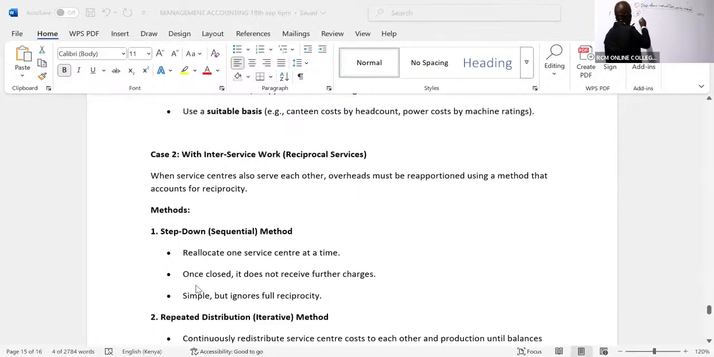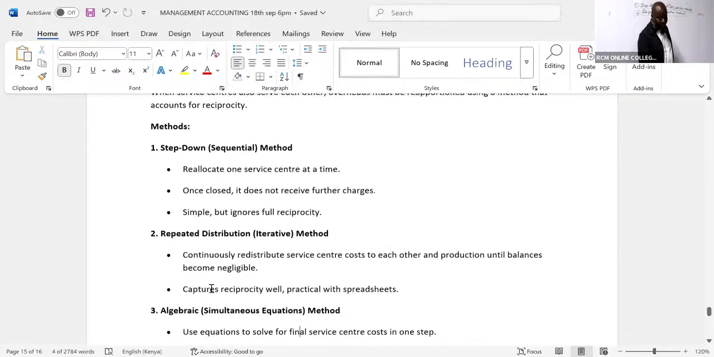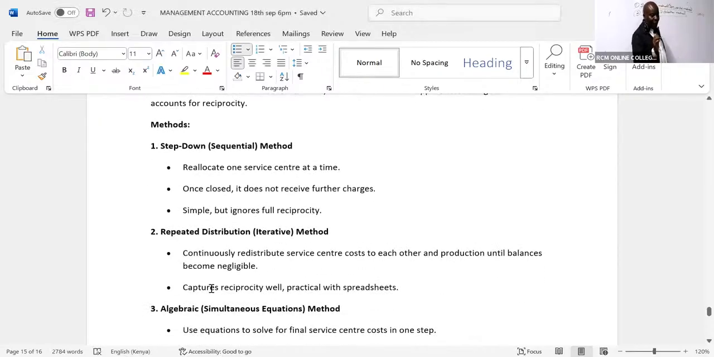Method number 2 is what we call the repeated distribution method. You'll get the examiner at times calling it the iterative method, a method with many iterations.